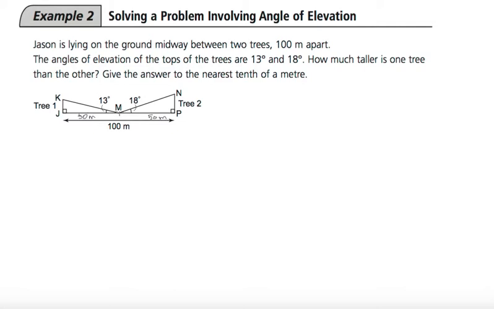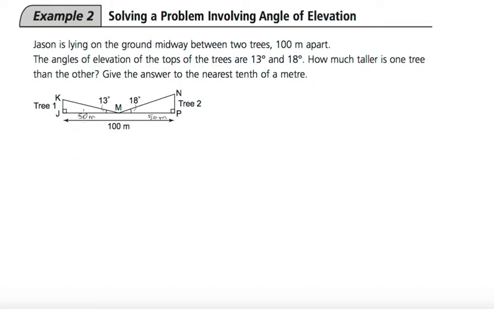Angles of elevation are always measured from a horizontal. So he's lying on the ground, he's looking up at a 13-degree angle to see the top of that tree, and an 18-degree angle to see the top of that tree. We want to know how much taller one tree is than the other, and we have to give the answer to the nearest tenth of a meter. So we have to figure out how tall tree 1 is and how tall tree 2 is.